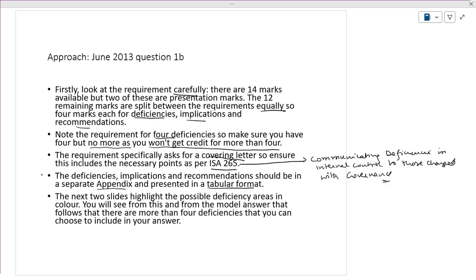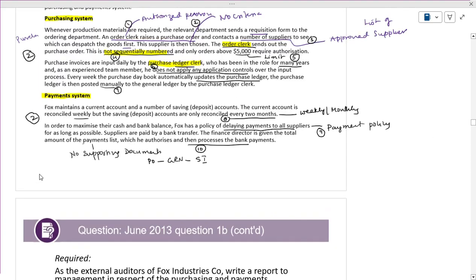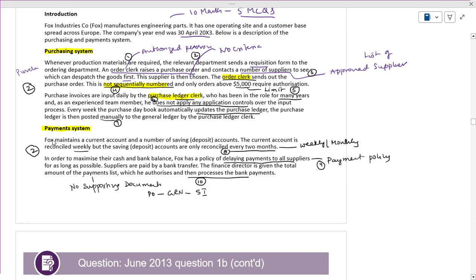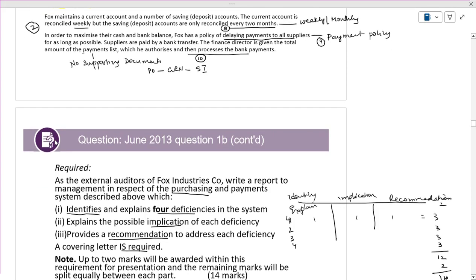The next two slides highlight the possible deficiencies. You will see this from the model answer, and there are 4 more deficiencies that you can choose to include in your answer. Already we have done this. You can match this with the numbers also. Maybe something they have different, something we have, but we are to the point. Only 4 deficiencies.